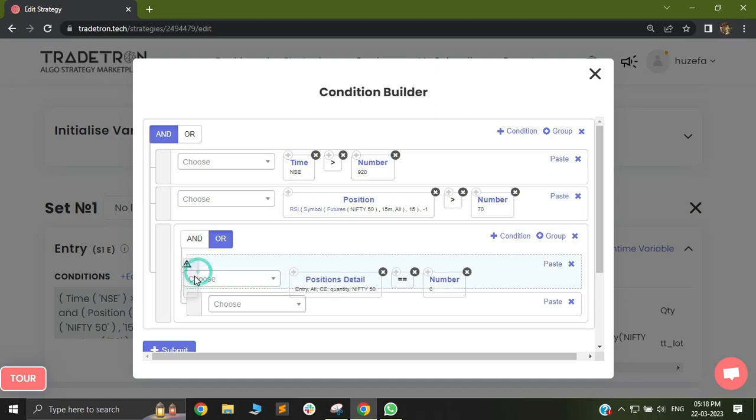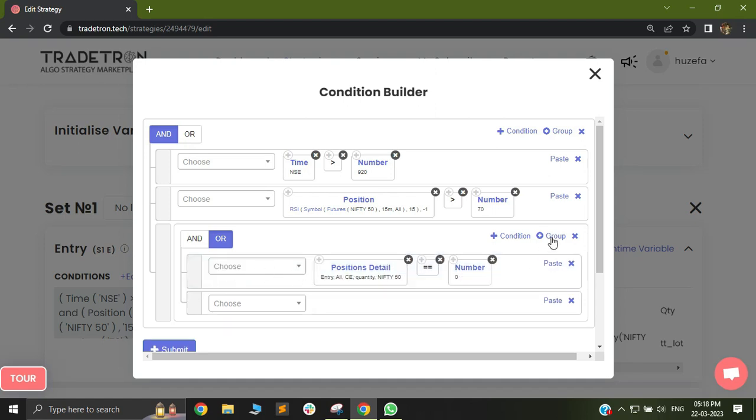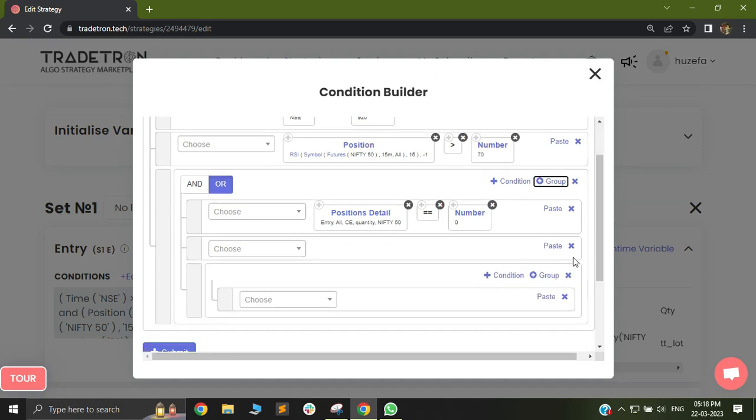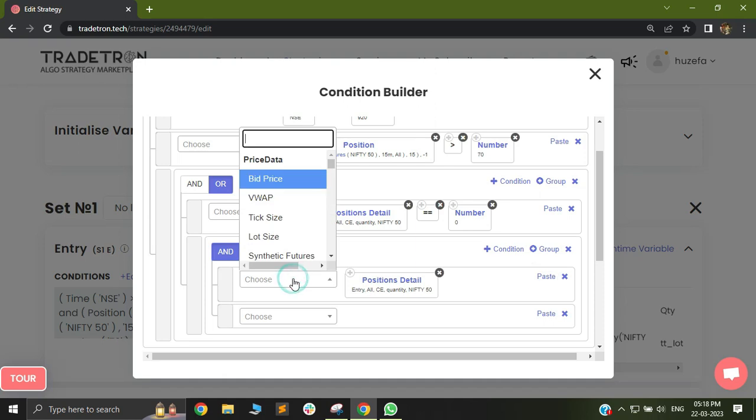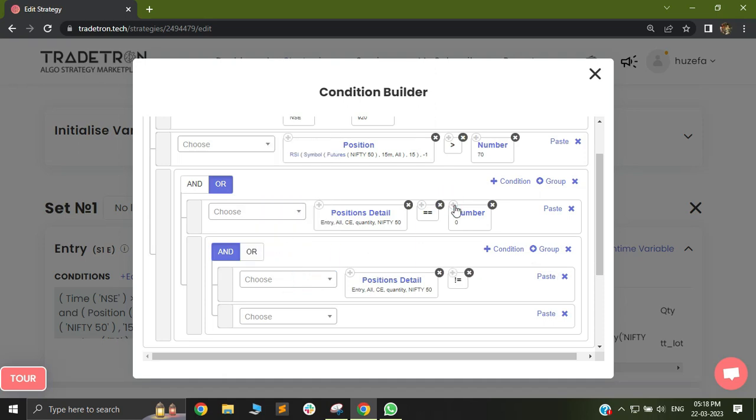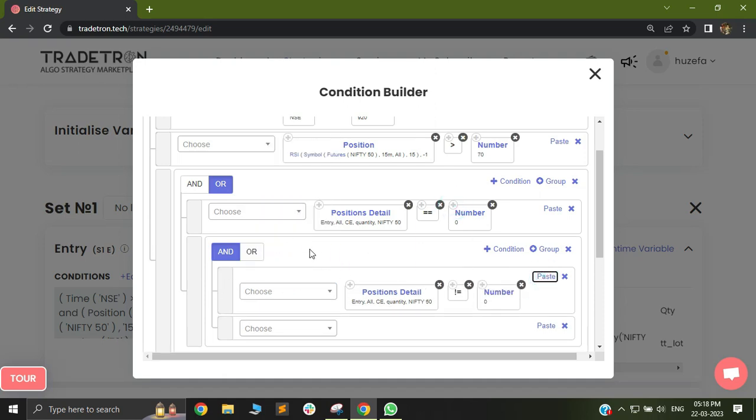In this case, I don't want anything else to be checked. Now I will add one more group, and the second group will check if my position detail is not equal to 0. So this basically checks if it is the first entry of the day or not. Now my second objective is to check was my last trade profitable or not.